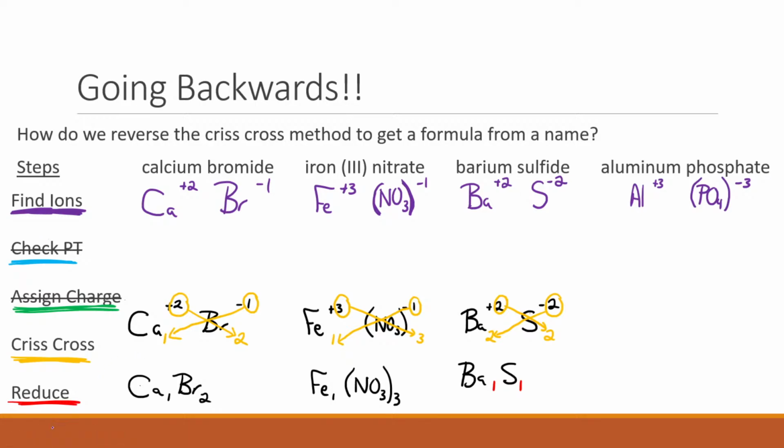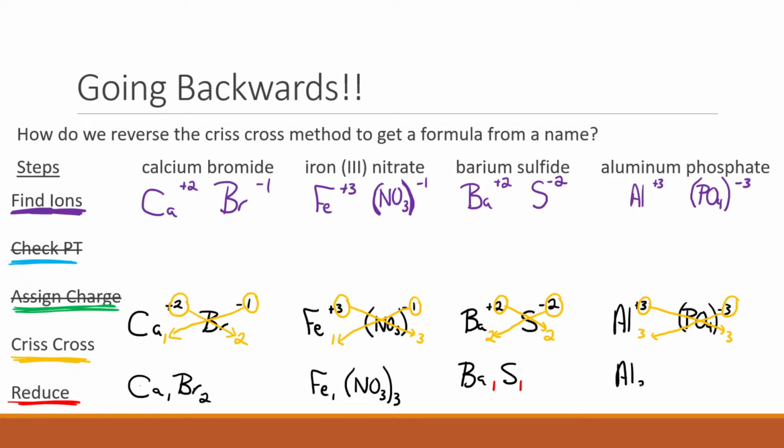And so we move on and look at our crisscross step. I've got Al plus 3, PO4 minus 3. Make sure I keep that in parentheses. I'm going to now crisscross. I'm going to take this 3 and move it down to the phosphate, and take this 3 from the phosphate and move it down to the aluminum. Bringing me to my last step, my little cleanup step.